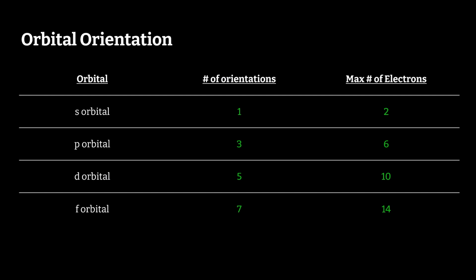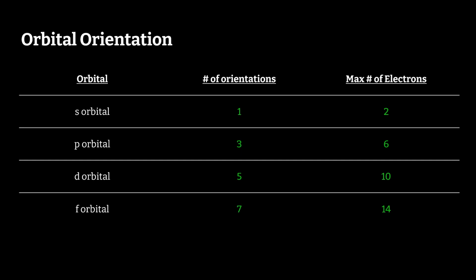Now that we've taken a look at the diagram, the simulation of those orbitals, let's go ahead and take a look at their number of orientations and the maximum number of electrons that they're able to hold. So in our s orbital, we end up with one orientation just because it's a sphere. And the s orbital is able to hold a maximum number of 2 electrons. The p orbital has 3 orientations to it. Each orientation is able to hold 2 electrons, so we get a maximum of 6 electrons.